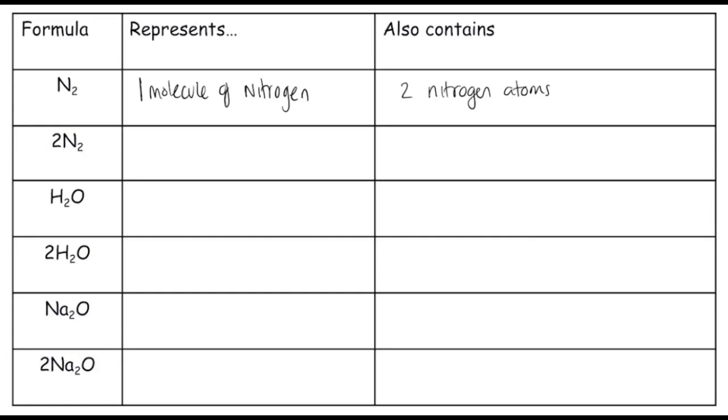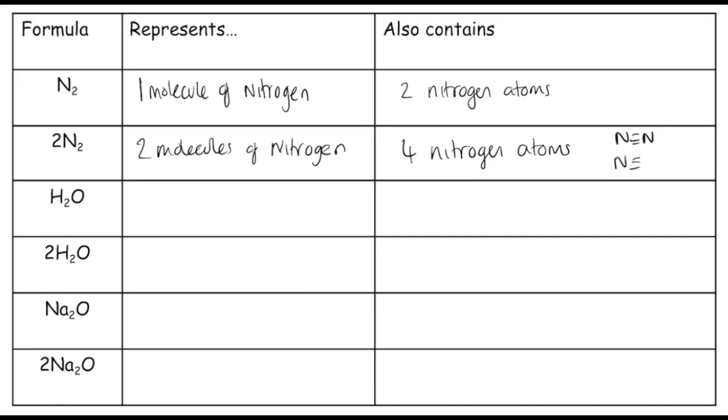The 2N2 represents two molecules of nitrogen. And within two molecules of nitrogen, we would have four nitrogen atoms. It would look like this: N triple bonded to another N, and then we've got two of them. So therefore we've got 1, 2, 3, 4 nitrogen atoms within the two molecules.